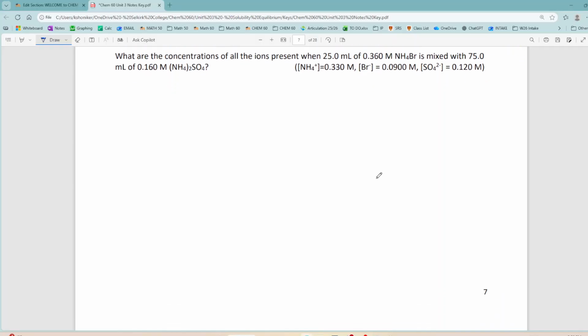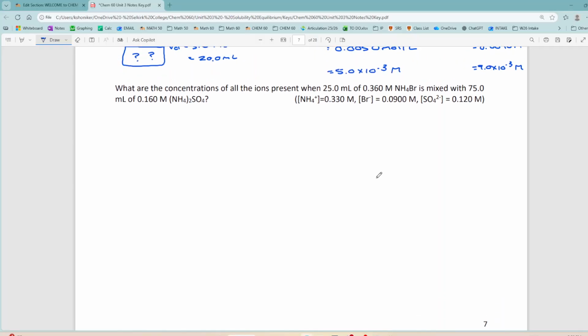So this one is more of a realistic solution or situation. You can't add ions, right? You have to add solutions together. So here I have ammonium bromide being mixed with ammonium sulfate. And what I want to do is find the concentration of all the ions present.